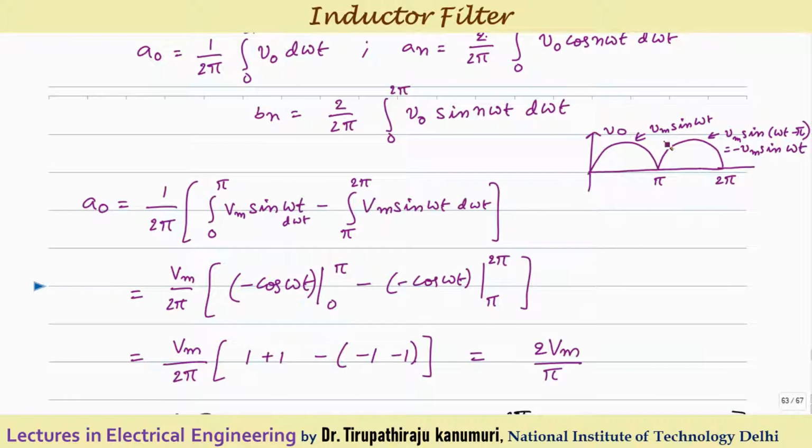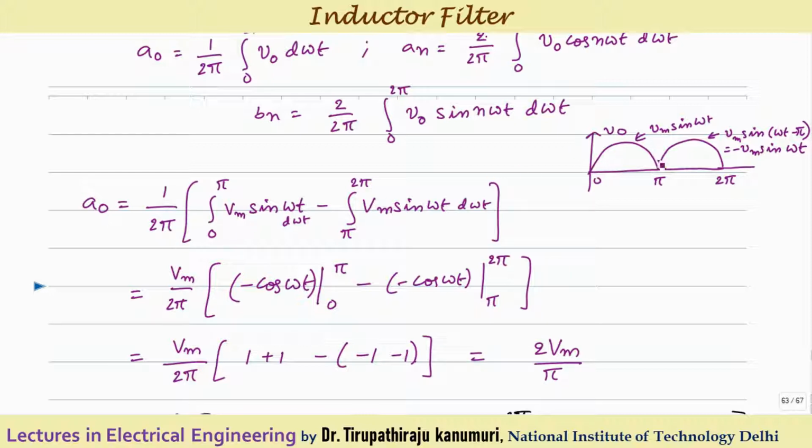Same thing, the output waveform I have represented here. From 0 to pi, I can write the equation as V maximum sin omega t, and from pi to 2 pi I can write V maximum sin of omega t minus pi, shifted by 180 degrees. This sin of omega t minus pi is nothing but equal to minus sin omega t, right? So this I can write as minus V maximum sin omega t. I am proceeding further. So DC component A0 will be equal to 1 by 2 pi.